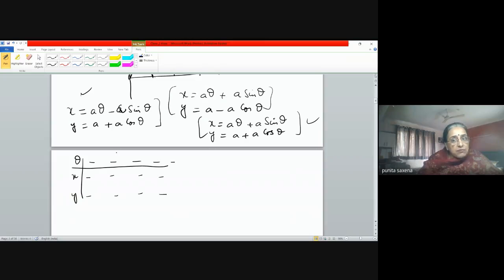Now this is a homework for you. You trace it, but take the variations of theta from 0 to 2 pi only, or from minus pi to pi. Trace in both of these and see how the curve is forming.